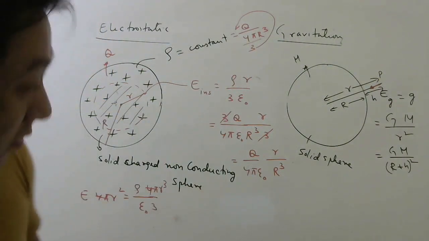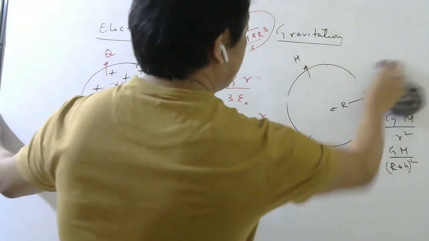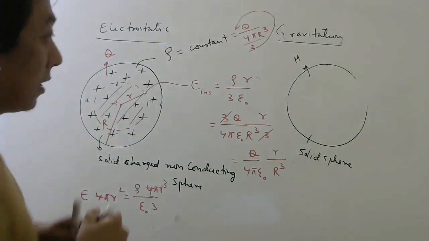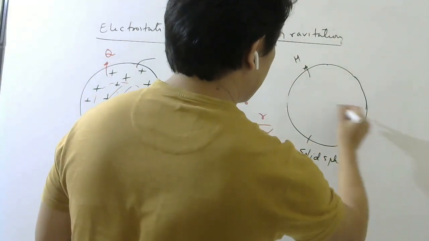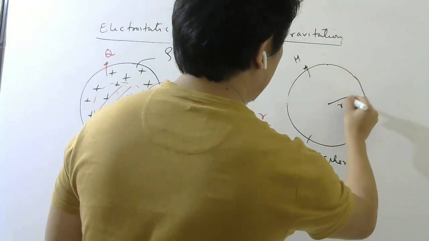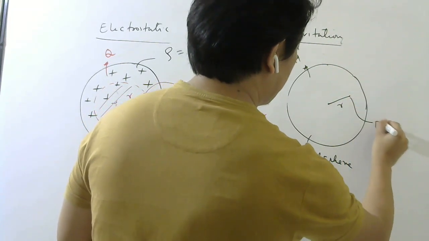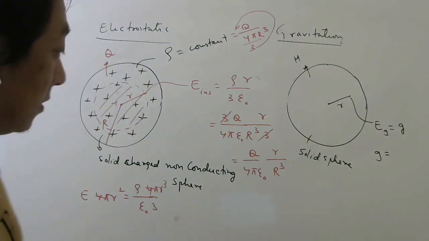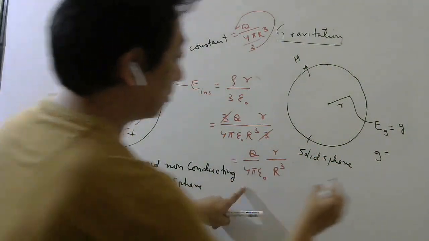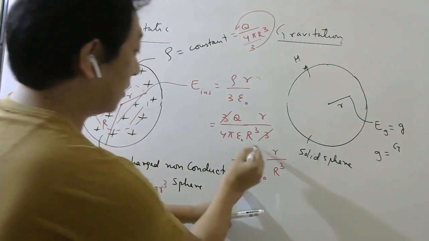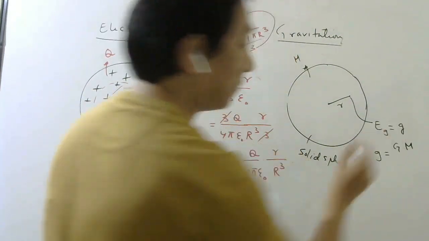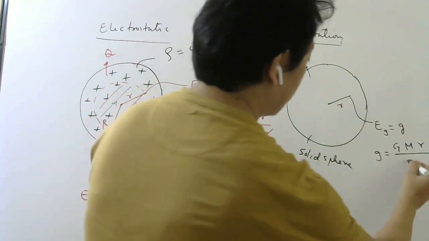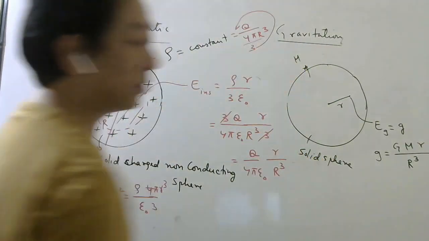So same way, if I give you a solid mass and I want the gravitational field at a distance r from the center, which is g only, that will be what? Just use this formula. 1 by 4 pi epsilon naught will be g, q will be capital M, then small r divided by this r cube. So this is the formula.